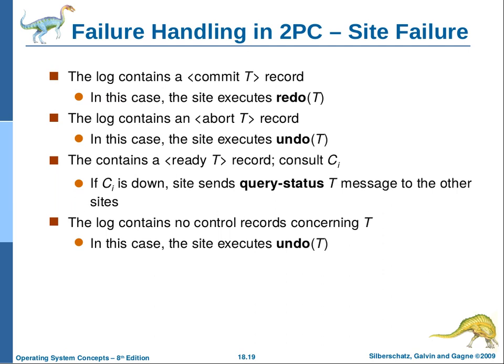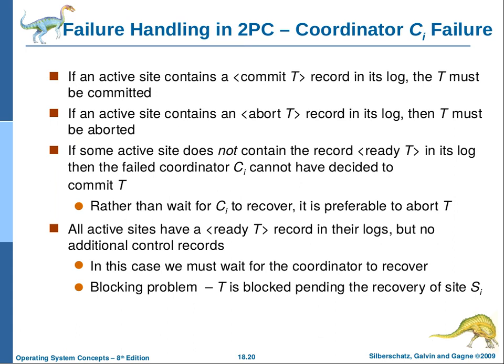So the way that's actually fixed is that there should be a log. If the log contains an abort record, in this case the site executes undo. If it contains ready T, consult C1. If C1 is down, it sends a query status. If the log contains no control record, in this case the site executes undo. Oh, it doesn't actually tell you what happens.